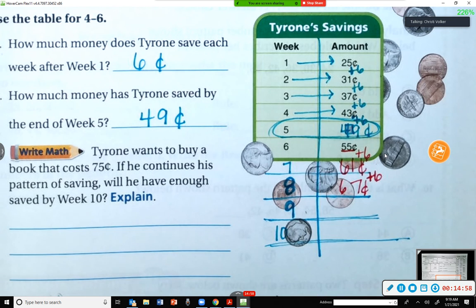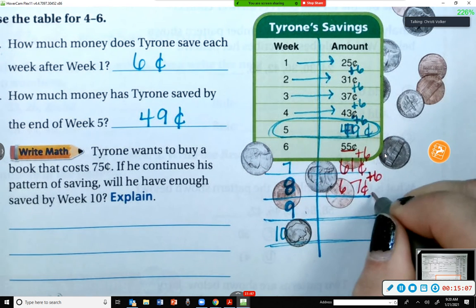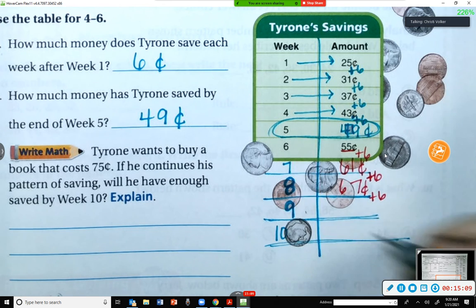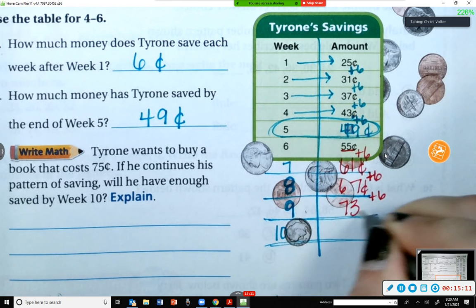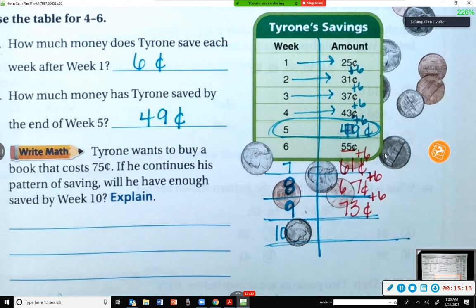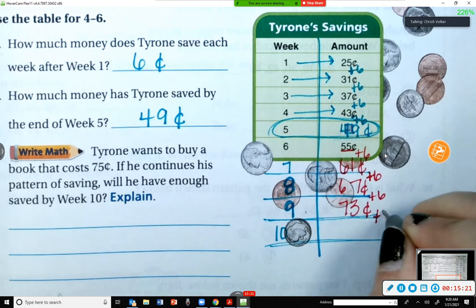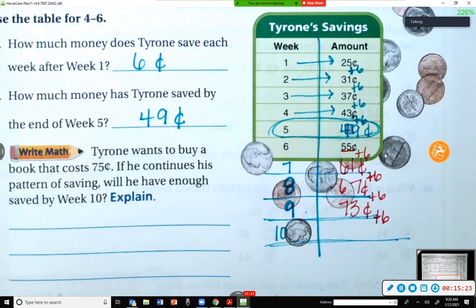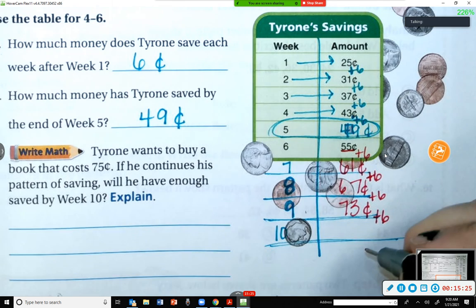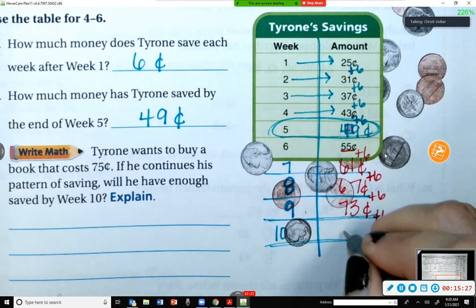Okay, but I'm still not to week 10. So what do I do? Javea? Keep adding 6. 67 plus 6? 73. And that's another issue. If we can't add correctly, you are going to mess up on these patterns. 73 plus 6? 79.